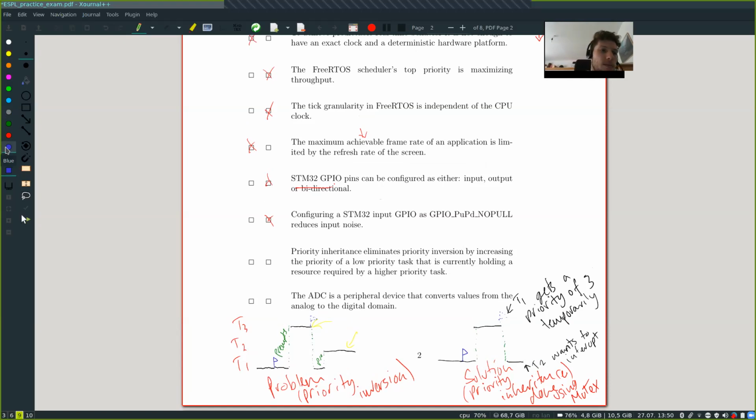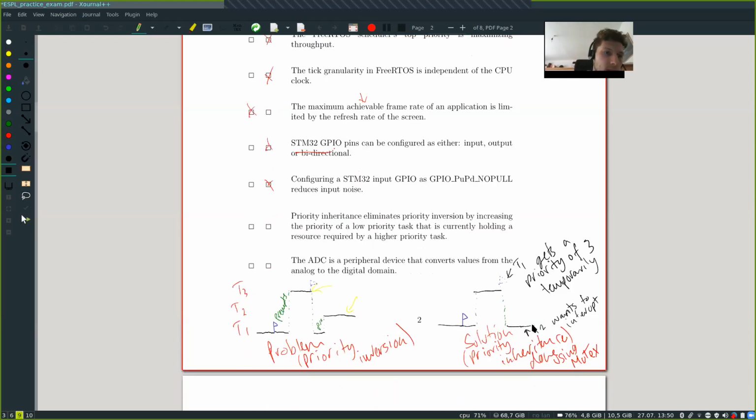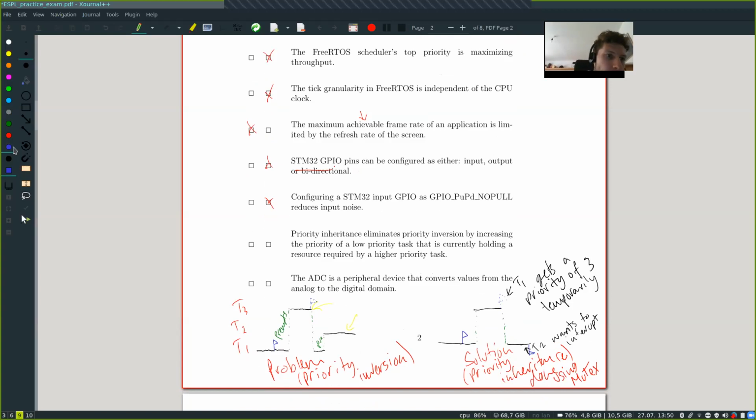So T1 will continue executing. Probably it is a bit too tightly packed here. It will release its resource. And then what we can do is have preemption up to T1, which will then obtain the resource. Yep. So this means that we've avoided T2 being able to interrupt. Make sense? Okay.